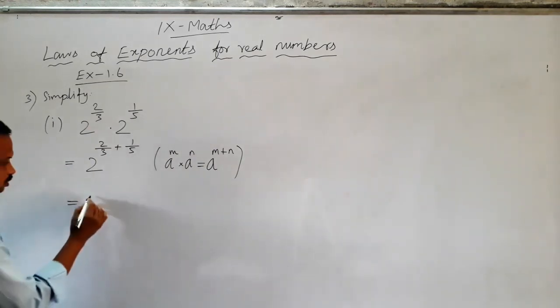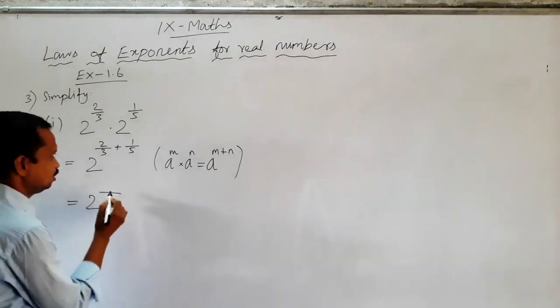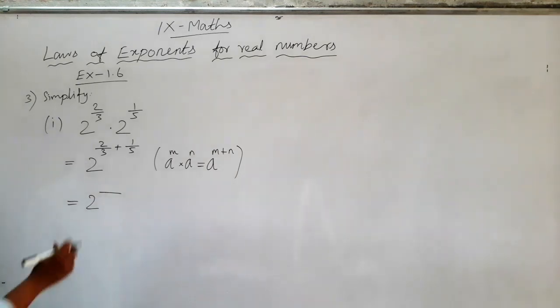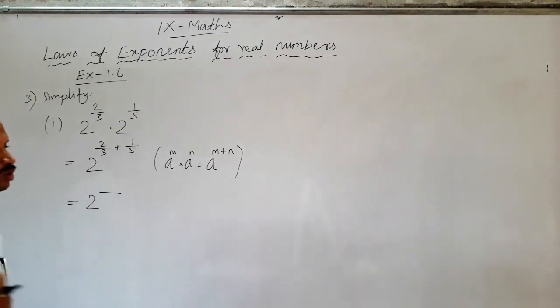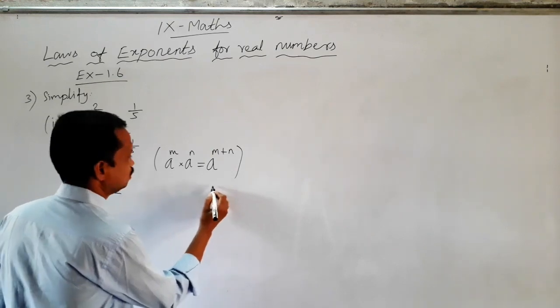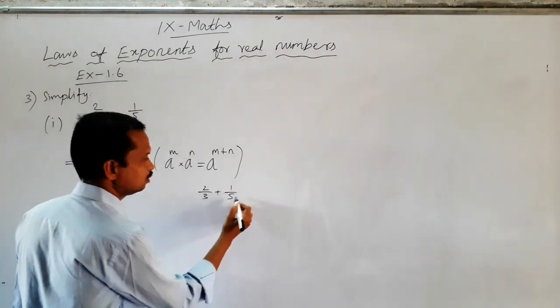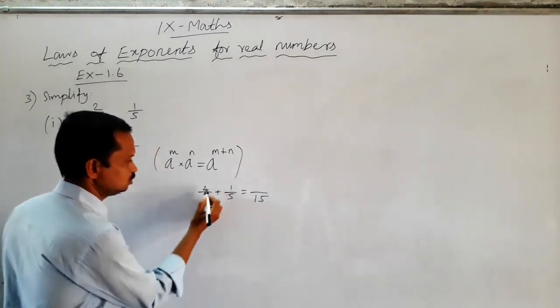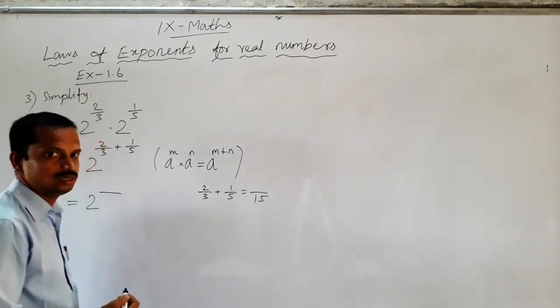This one we have to simplify. You know how to add fraction and fraction, or rational number and rational number. So we have to take the LCM. 2 by 3 plus 1 by 5. The denominators are 3 and 5, so you know that the LCM is 15. If you want, you can write in the right column: 2 by 3 plus 1 by 5. The LCM is 15. So this is 3 into 5 only. If you multiply 5 with 3, then only you get 15.